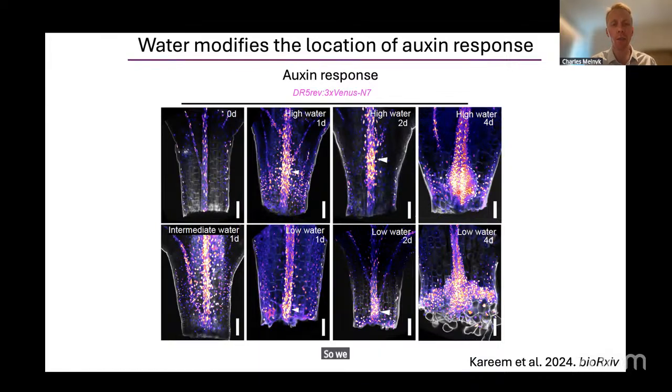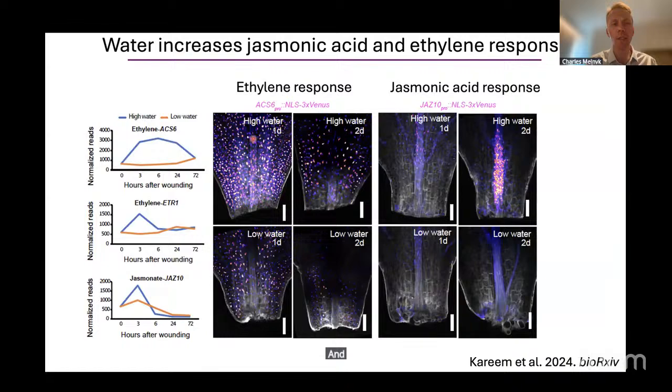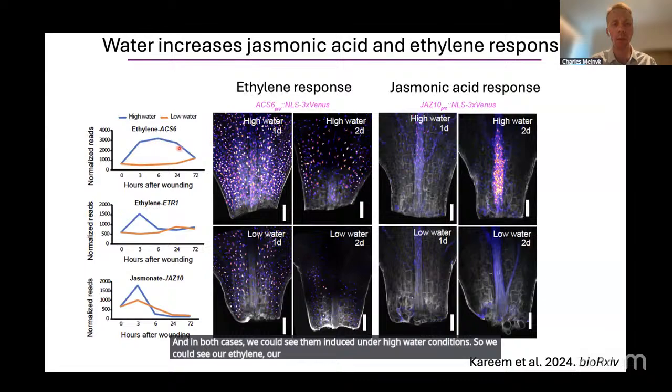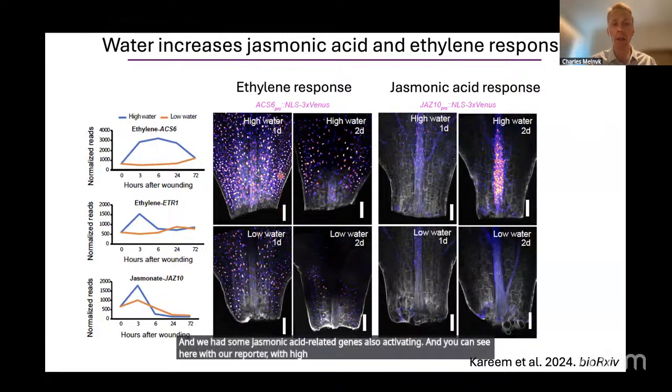We wanted to know why this was, and we looked a little more deeply at 2 other stress-related hormones. One was ethylene and the other was jasmonic acid. In both cases, we could see them induced under high water conditions. In our transcriptome, we could see an ethylene responsive gene, ACS6, another ethylene gene, activated within 3 hours of wounding. And we had some jasmonic acid related genes also activating. You can see here with our reporter, with high water conditions, we get a much, much higher response of this reporter than under low water conditions. And very similar for our jasmonic acid: it has a much higher response in high water than low water conditions.